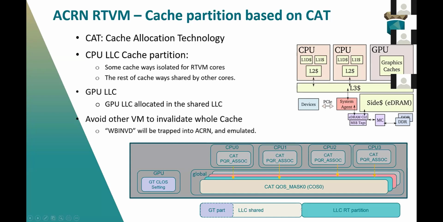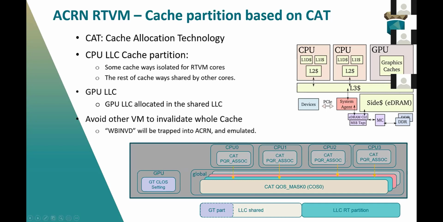The bottom is the LLC resource. On the right part we allocate half of the LLC to the RTVM. And the left one, we allocated to other CPU and the GPU, and the GPU can allocate a part of it. And this is for the CAT.